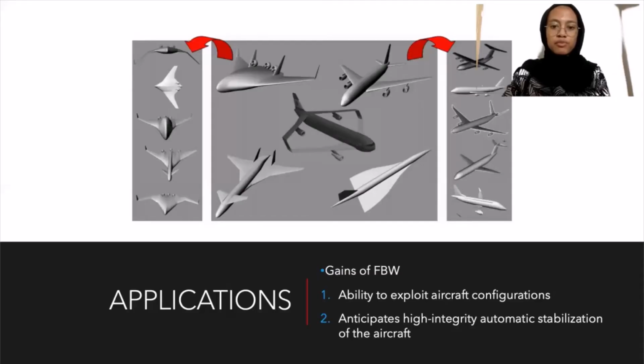Next, we're going to move to the gains of the fly-by-wire system. First, the fly-by-wire system has the ability to exploit aircraft configuration. What does this mean? It has aerodynamic efficiency, like lift is increased, but drag will be decreased for stability. This will also include the unstableness of the aircraft over the range of speed or height conditions, or flight envelope, that is called negative stability.